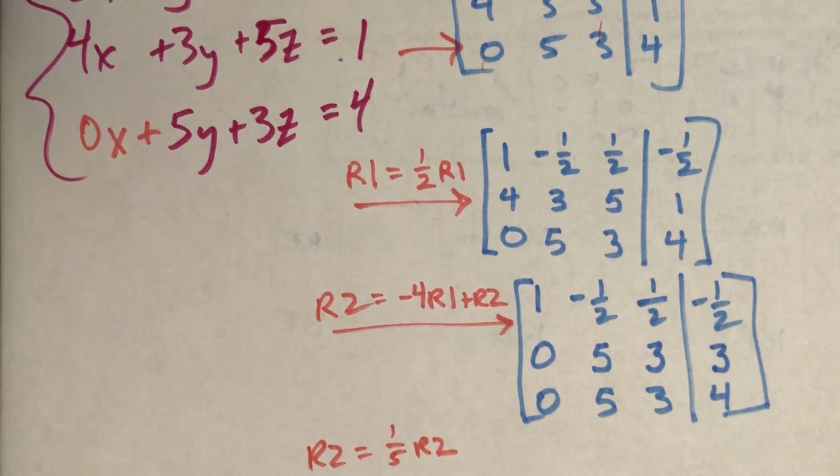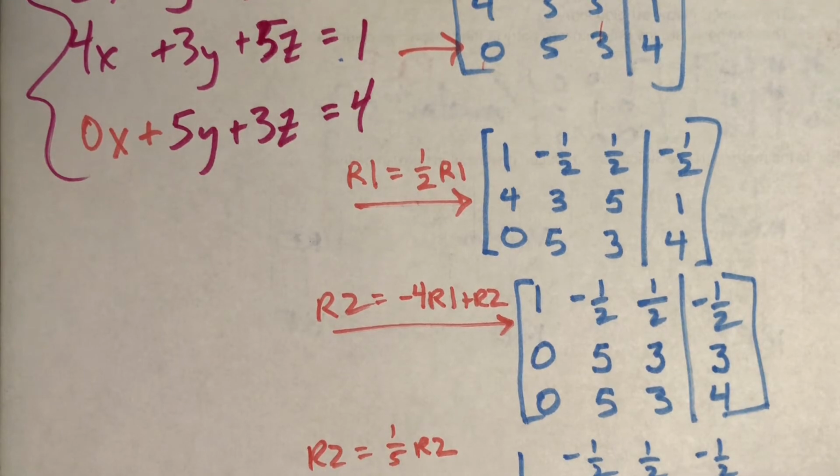We can do that. So I got 1, -1/2, 1/2, -1/2. Man, this is going to get kind of ugly. So row 2 here, I'm dividing everything by 5. I got 0, 1, 3/5, 3/5. And then this one doesn't change. I got 0, 5, 3, 4.